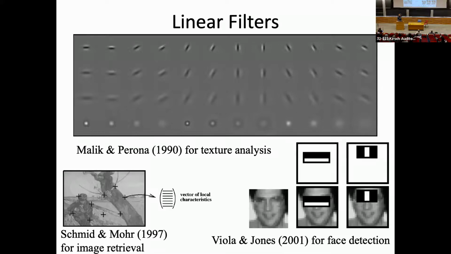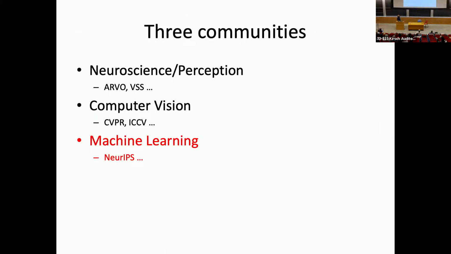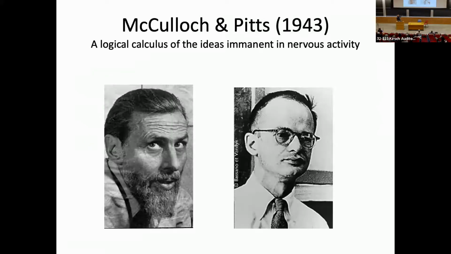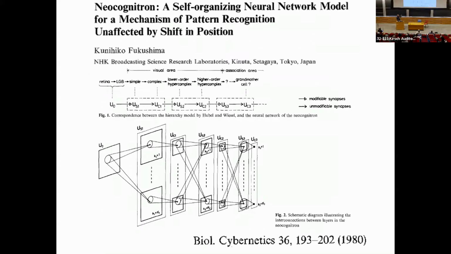And then we got back to training these multi-layer networks. So let's talk about this third community, which is the machine learning community. Their origins go back to McCulloch and Pitts, let's say, Rosenblatt. But I want to point out this paper. This is the direct link. I said that Hubel and Wiesel's ideas, properly interpreted, have an influence in neuroscience and perception, and a strong influence on computer vision. But this third tradition, the learning tradition, also comes from there. And how many people know this paper?